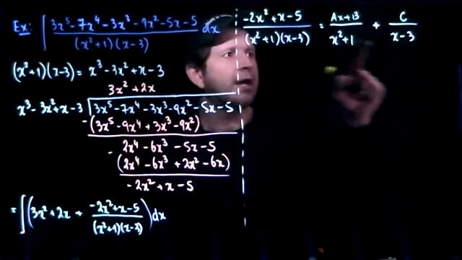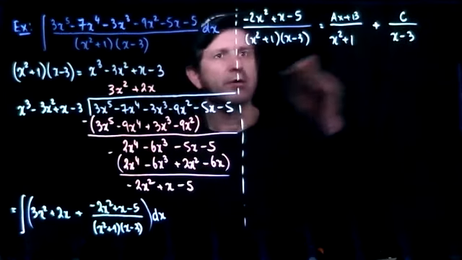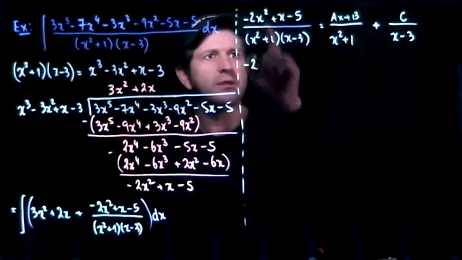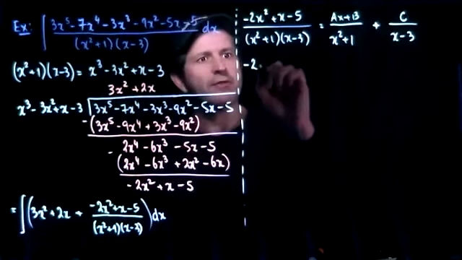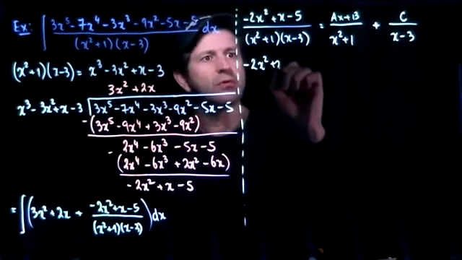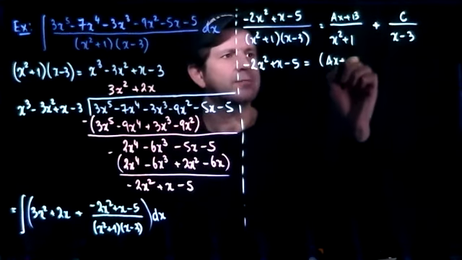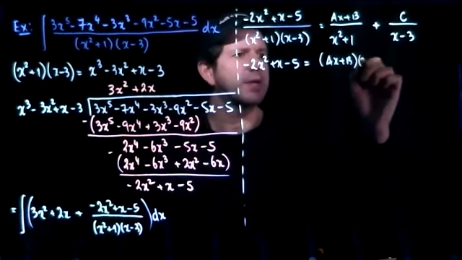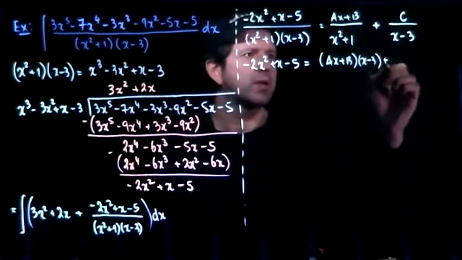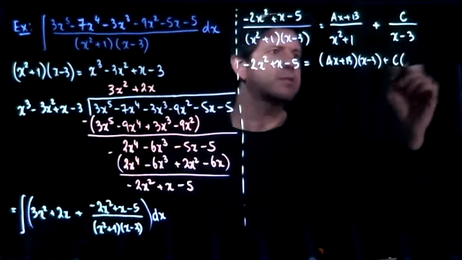All right, and so now I'm going to find the common denominator on the right and make it equal to the fraction on the left. So 2x2 plus x minus 5 equals ax plus b times x minus 3 plus c times x2 plus 1.